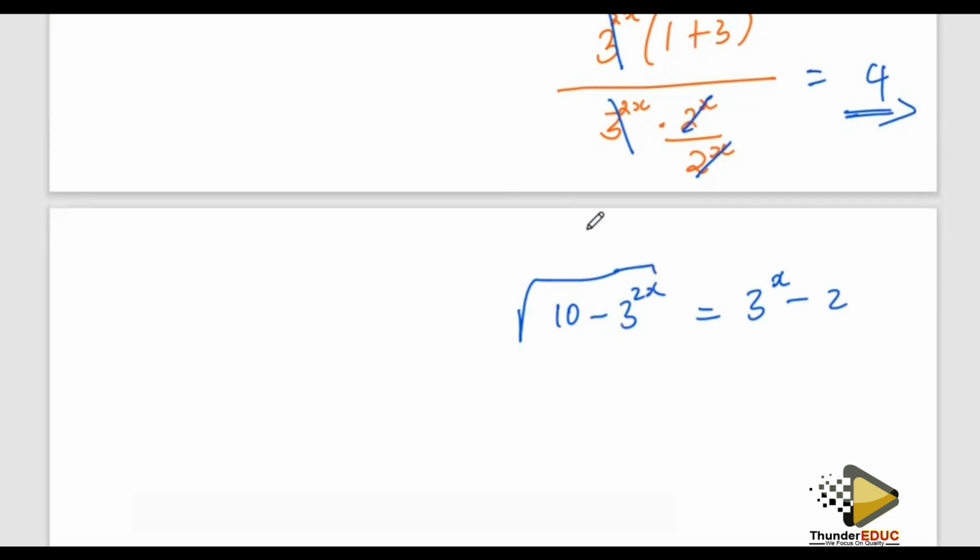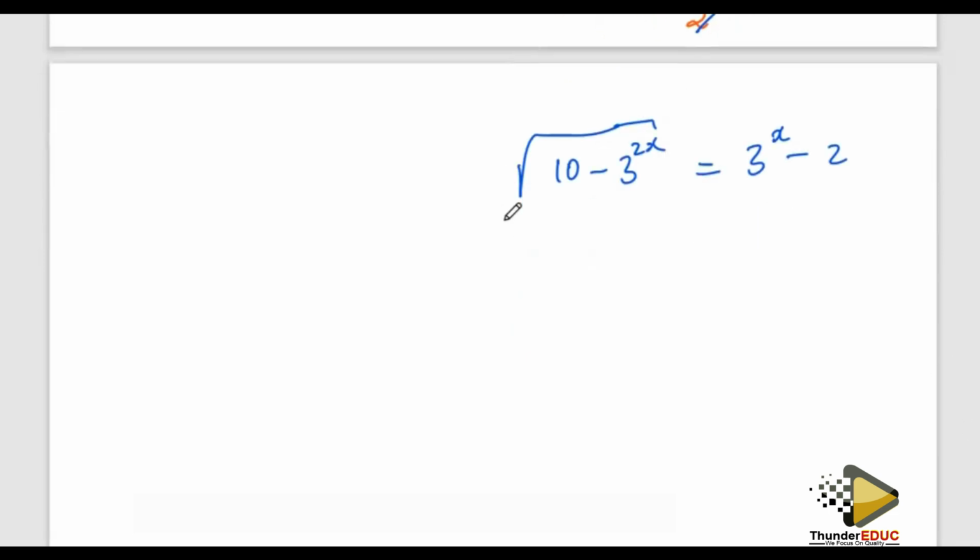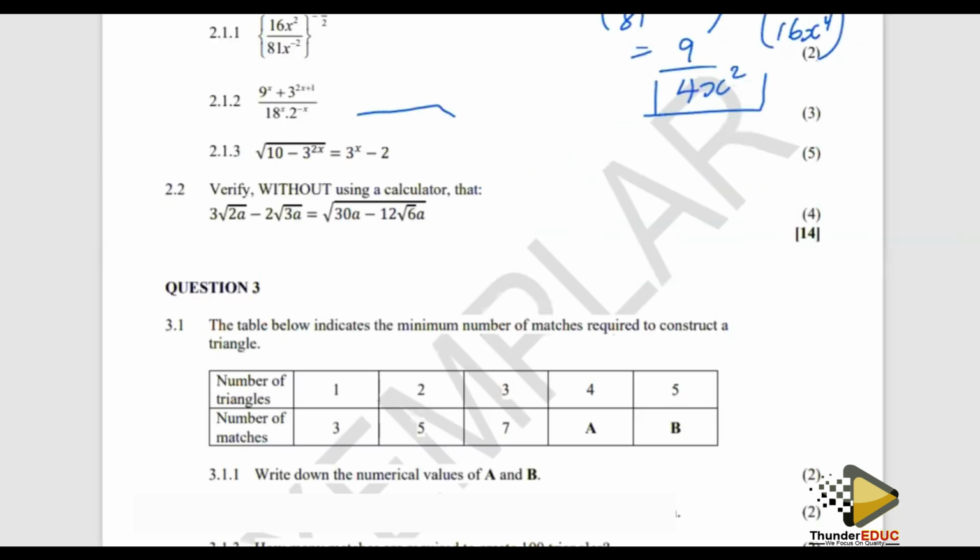We use what we call the K method. It's not necessarily K, but any T method or Y method or whatever method. We can select 3 to the x because it is the smallest exponent, just a plain x, to be equal to t. Then I'll go back and say 10 minus, this is going to be now t squared, is equal to t minus 2. How many marks is this question? 5 marks. It's worth it.